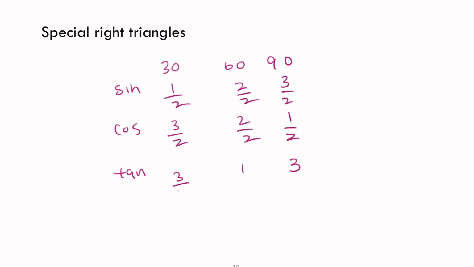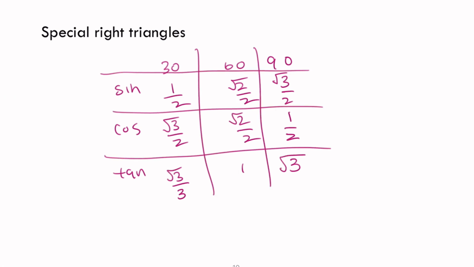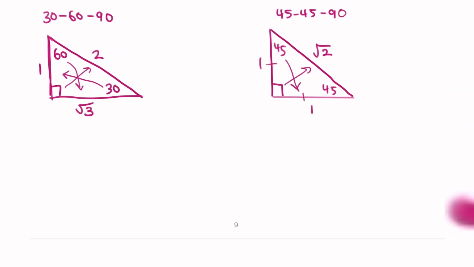Except for this one, which is over 3. And then we put a radical on everything that's not a 1. So here's just one way to memorize it. But you can always just memorize the side lengths and the angles associated with it. So you can memorize the 1, the 2, and then the radical 3, and then the radical 2 on the hypotenuse here, and then the 1s for the side lengths.